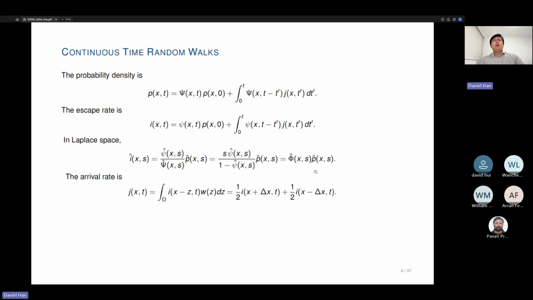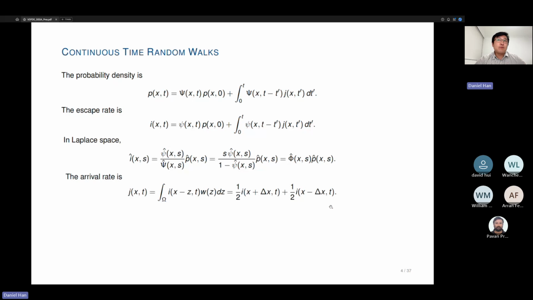Okay. And so what I now have is the arrival rate j, which I can now express in terms of i, so I can close my equation for p. The arrival rate is essentially however much escape happens at every other site, x minus z, and then jumps into my site x. So that's i at x minus z at time t, and w of z. So the arrival of particles or probability density into my site x at time t is equal to the amount that escapes from every other position and then makes a corresponding jump, which is probabilistically described by w of z. So that's my jump probability.